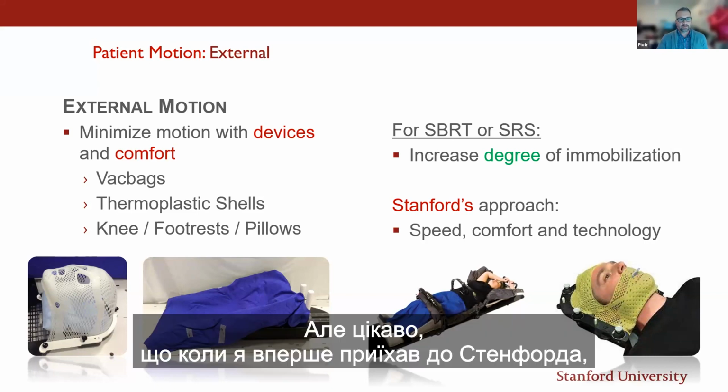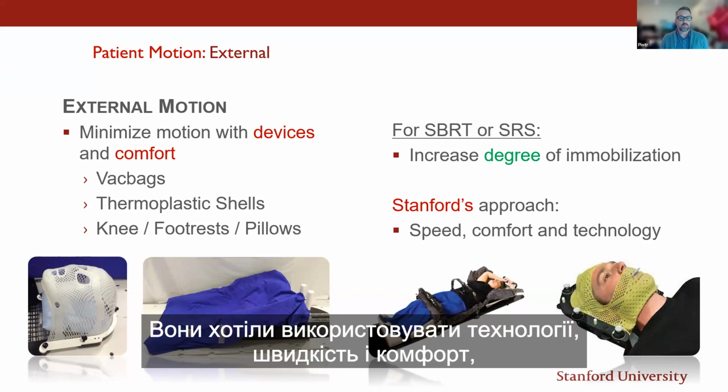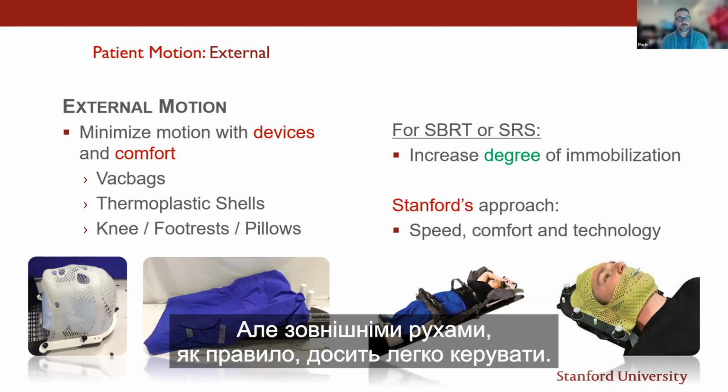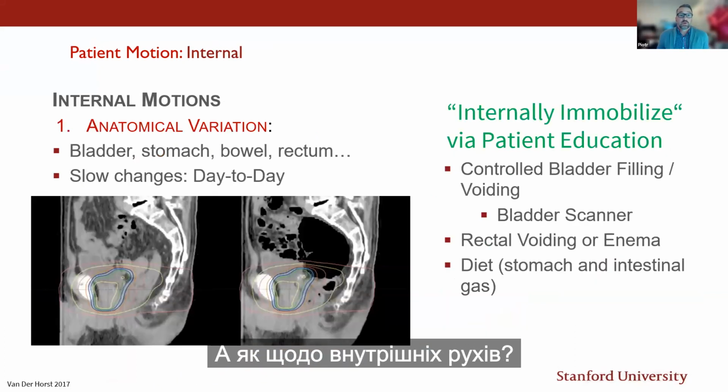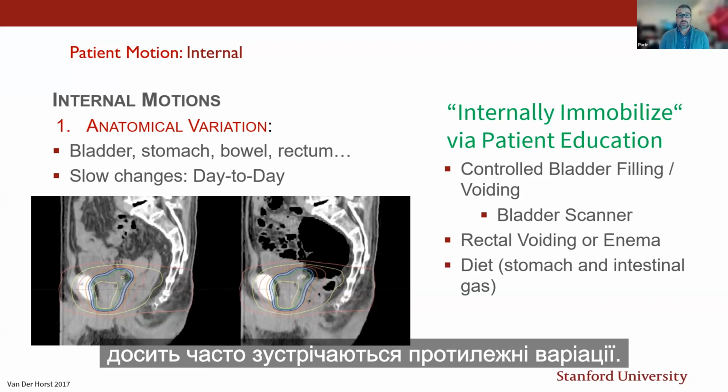But interestingly enough, when I first came to Stanford, the approach was a little bit different. They wanted to exploit technology, speed, and comfort versus increasing the immobilization of a patient. So there are many ways to approach this problem. But external motions are generally pretty easy to manage. So what about internal motions? Again, outside of respiratory motion, which we'll talk about in a second, anatomical variation is pretty common.